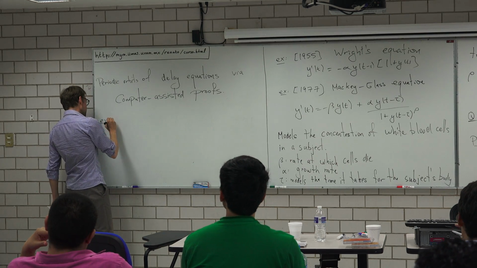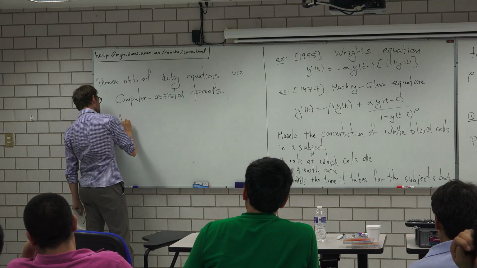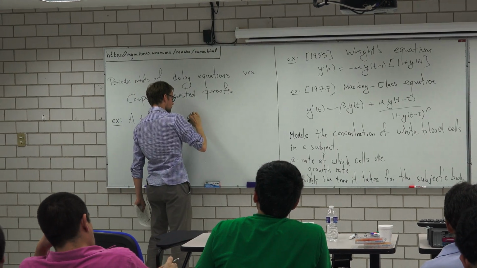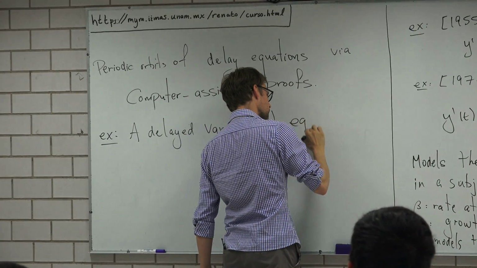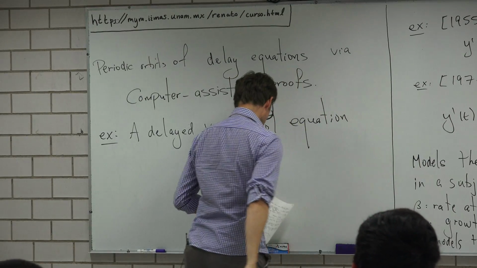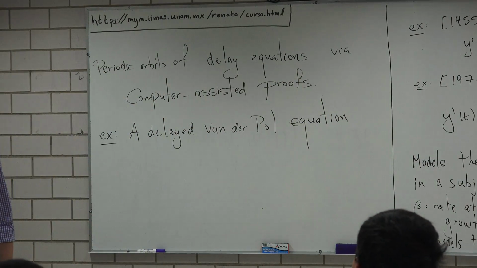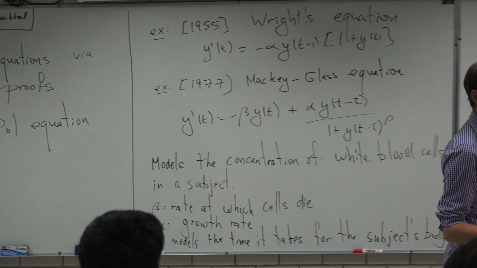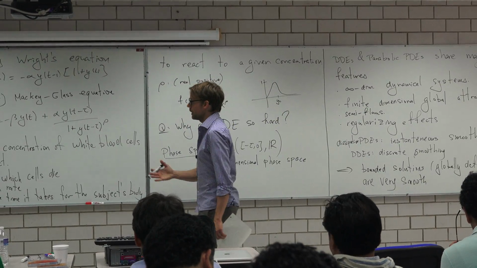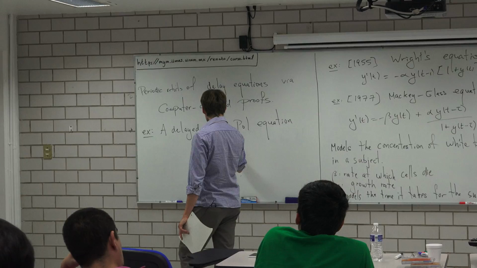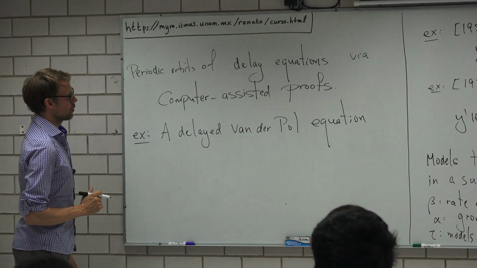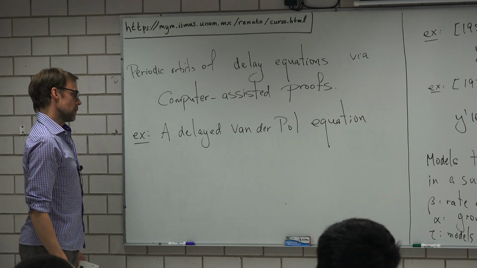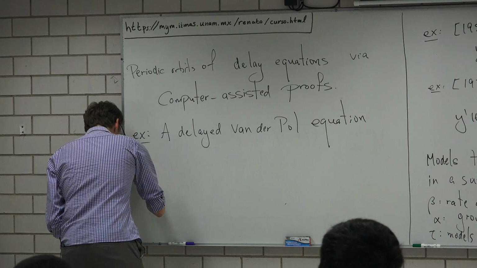Okay, so one example I want to talk about is a delayed van der Pol equation. In fact, that equation has been studied since the 20s. But then afterward, people started to incorporate delays in that equation. And after that, Nussbaum considered a slight modification of it. So some people would call that a delayed van der Pol, some people would call that Nussbaum's equation.